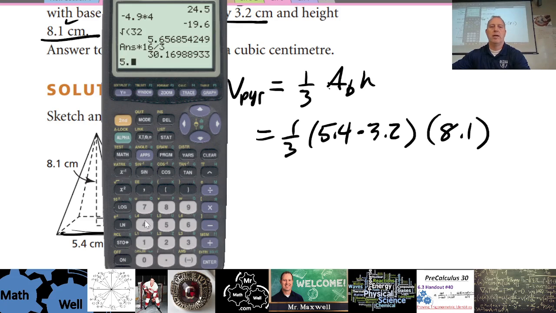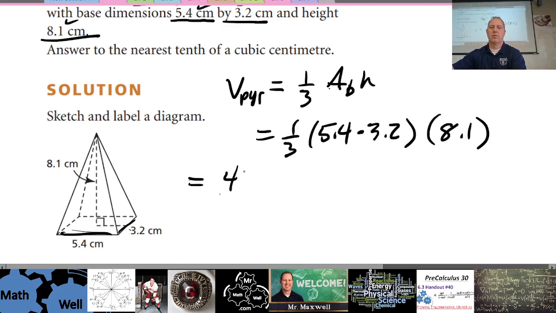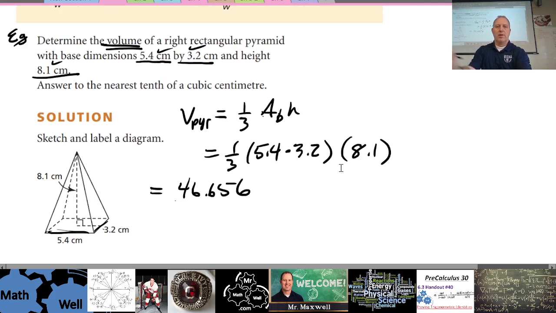So I'm going to do this 5.4 times 3.2, and I'm going to keep going because I can do all this at once, times 8.1. And you can hit equals and then divide by 3, or you can just divide by 3 in the same step too. So I get 46.656. Do you guys get that? Let me just zoom out so you can see a bit more of it at once. Okay, so do you guys get this on your calculator too? All the buttons, did I hit all the buttons right?